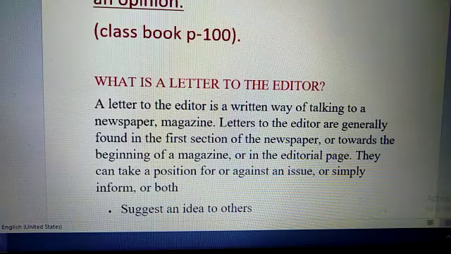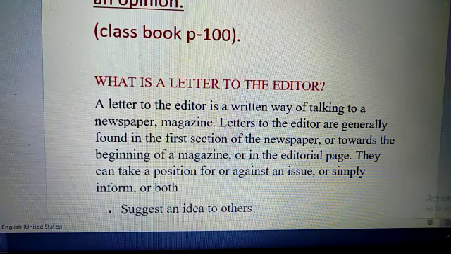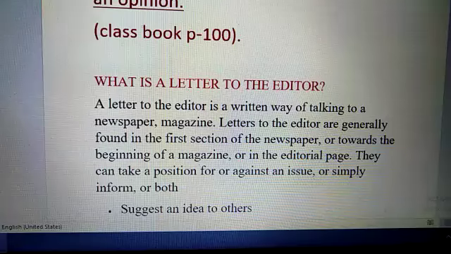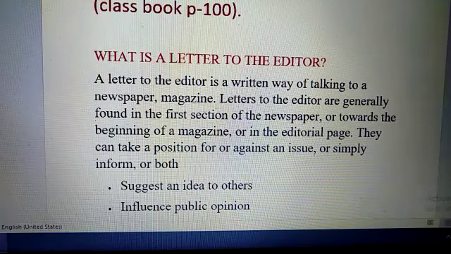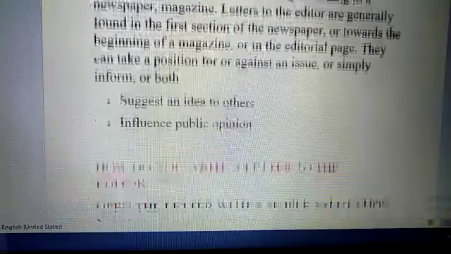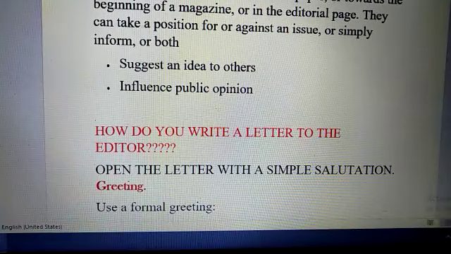You can, for example, write a letter to an editor about a problem in your neighborhood, such as an electricity problem, robbery, and so on. In the letter you can suggest an idea to other people, to the readers, or you may influence public opinion. So let's have a look at the plan, or how you can write a letter.